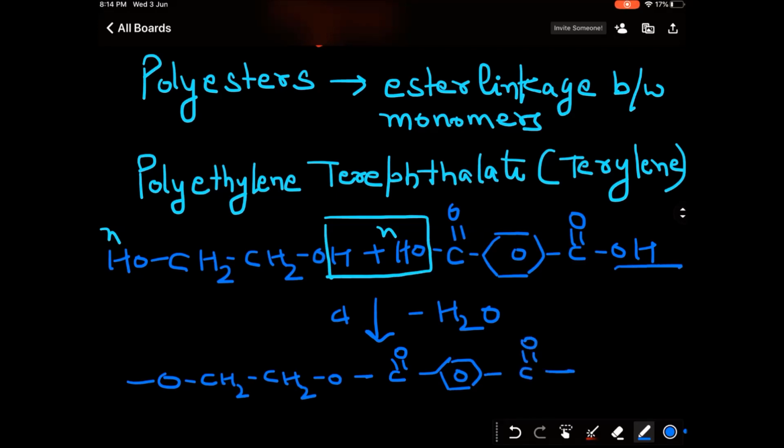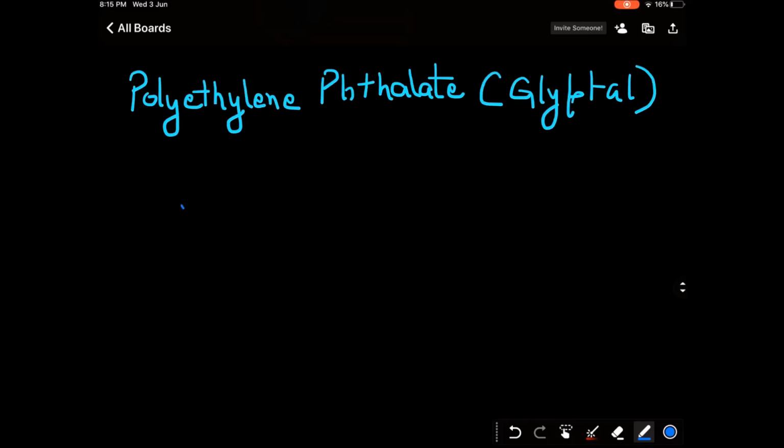carbonyl, and this carboxylic acid also forms an ester linkage with the next ethylene glycol molecule. So this OH will go off and the carbonyl will remain. So this whole unit that we have written will be the repeating unit in the polyester, so we write it n times. So this is the fabric, terylene, which is grease resistant and all that.